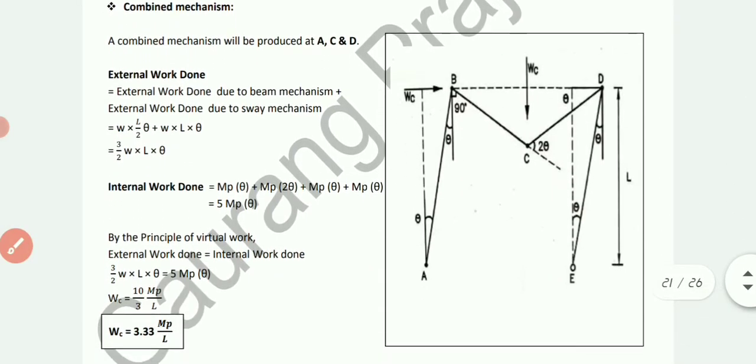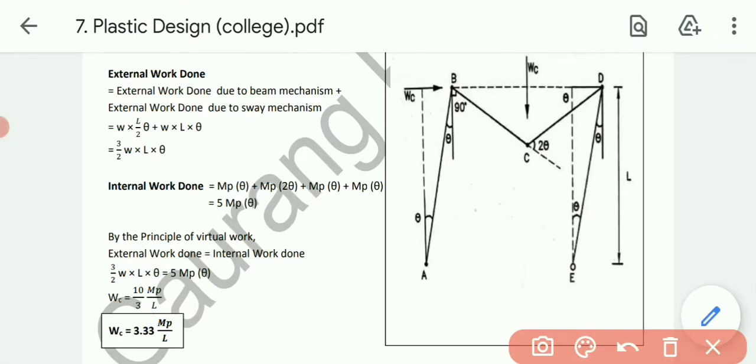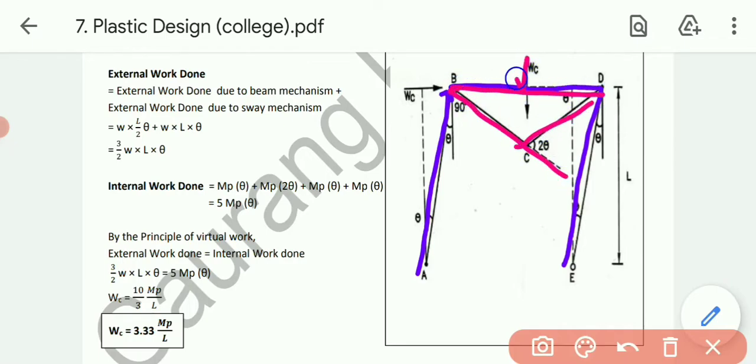Okay, so now see, this one is the sway mechanism, while this one is my beam mechanism, like this. So we have just combined two figures. Now in case of the combined mechanism, there are certain rules for the occurrence of the plastic hinge.